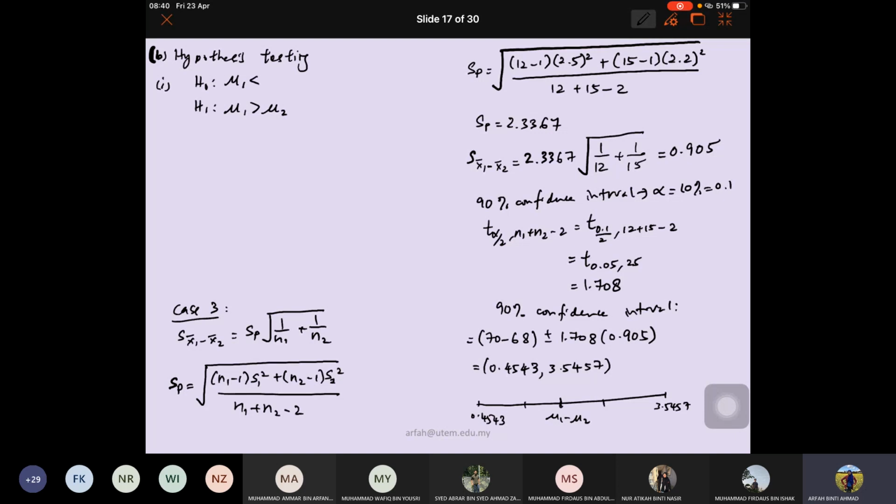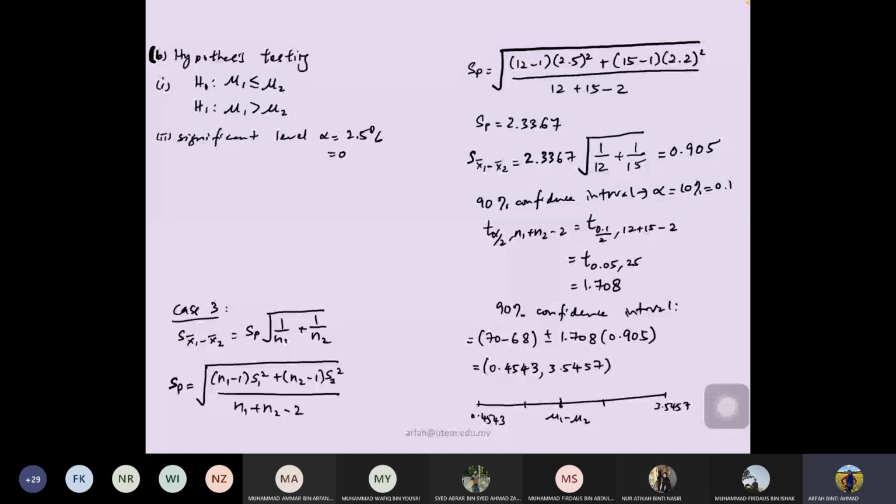So yang kedua, significant level. Level alpha sama dengan berapa dalam this example? 2.5%. Okay. Alpha equal to 2.5%. That is 0.025. Then C pula. Yang ketiga, test statistic.